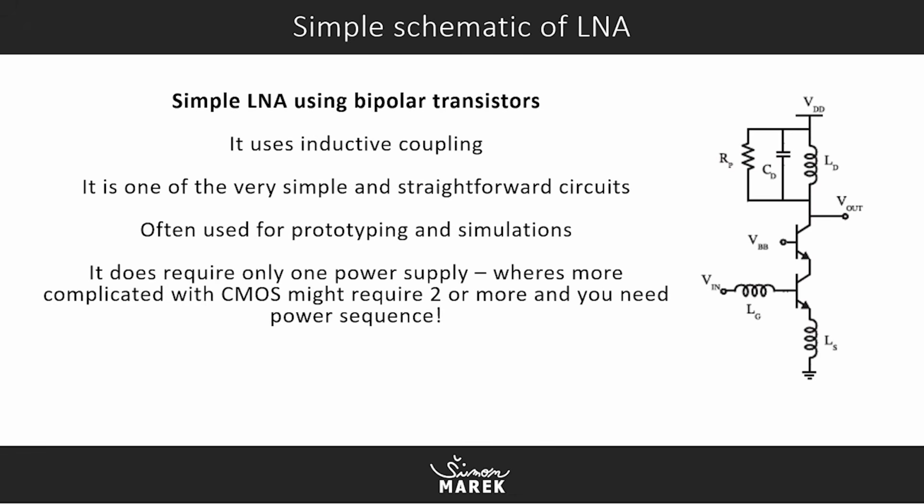So here is a simple schematic of a low noise amplifier. It uses bipolar transistors with inductors. Here is our input signal. Here is our transistor, and here is our inductor choke or something. I think it's called RF choke. And here is our output signal. It is a very simple and straightforward circuit. It is often used for prototyping and simulations and understanding how the LNA works.